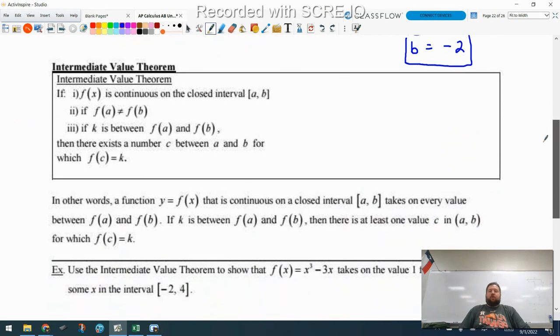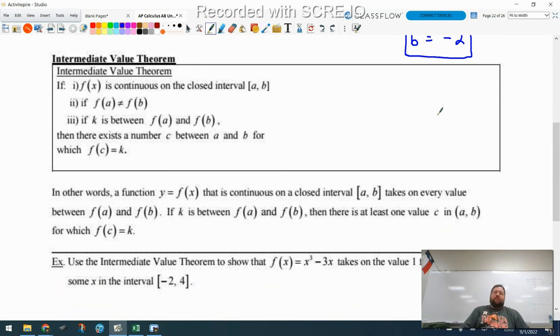All right, last thing we're going to talk about is a quick introduction of the intermediate value theorem. It's a very important theorem. You will definitely be asked to use this on the free response part of your test. I say definitely. It's not on there every single year, but it is a common question that is asked. So you definitely want to know how this works.